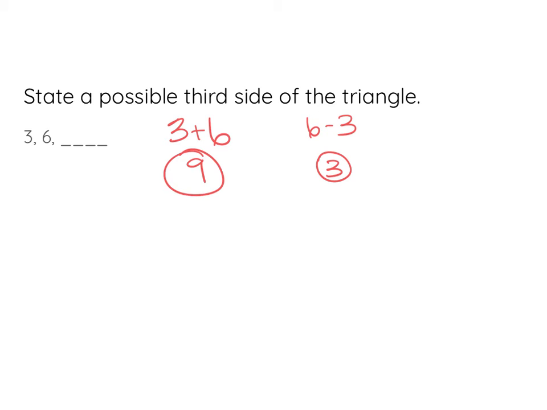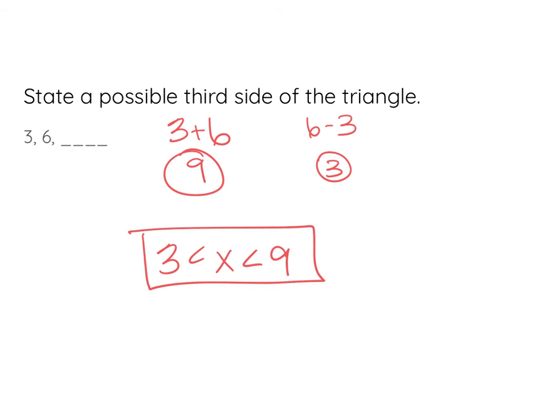So the possible third side has to be greater than 3 and less than 9. So that's how we write that. So x is between 3 and 9. Any of those would work.